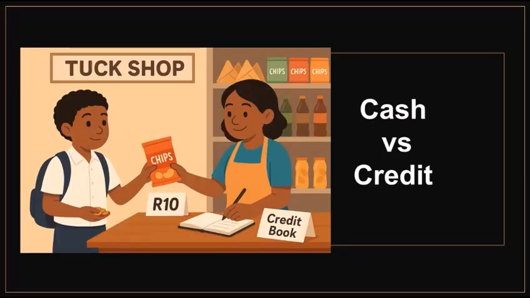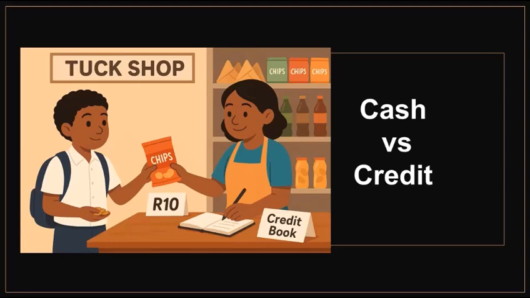In this image, you can see the difference between cash transactions and credit transactions. A cash transaction is paid immediately. For example, if you buy airtime with cash, the shop gets the money right away. A credit transaction is different. In a credit transaction, the buyer takes the goods or services now, but pays later. Think of buying clothes on account. You take the items home and settle the bill only after 30 days.